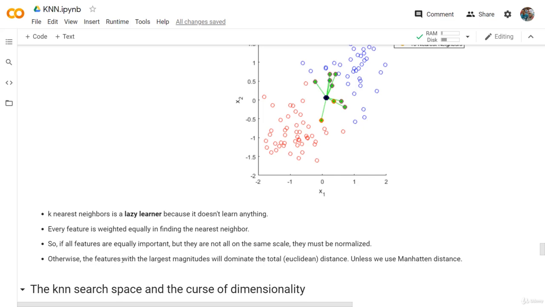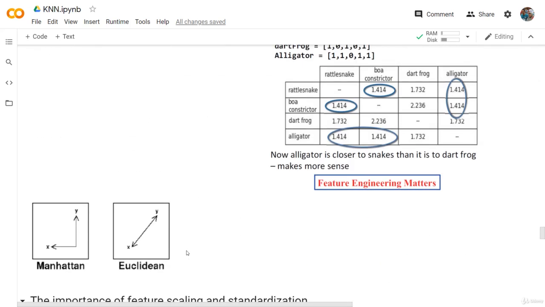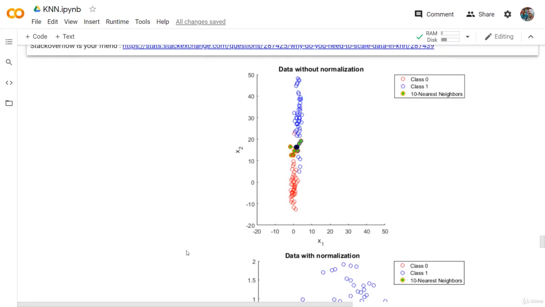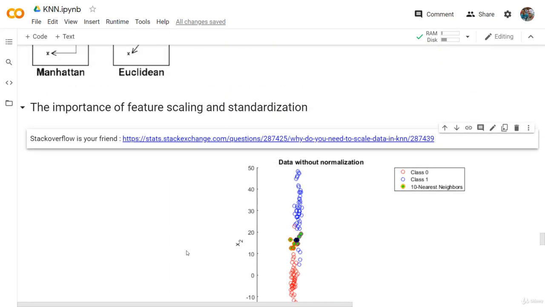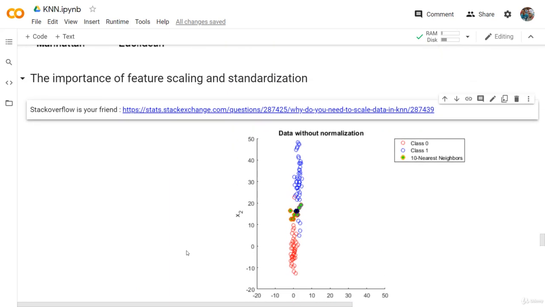Which distance? The Euclidean distance. We can solve this problem by using the Manhattan distance, right? As we said in the example in the last lesson, right? So I wanted to emphasize the importance of feature scaling and standardization, and especially in KNN.